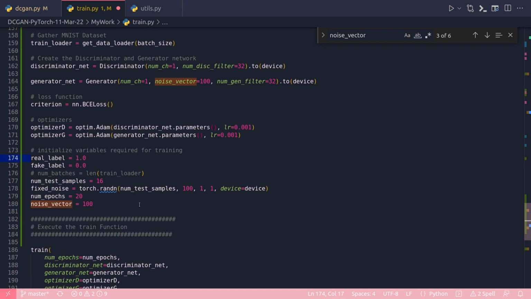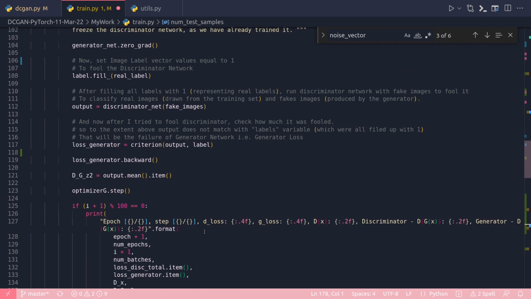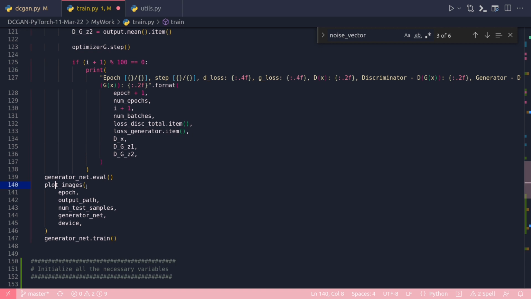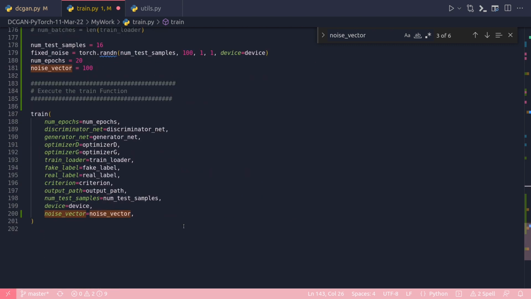So yeah, this is a minor point, of course, that you have to initialize your real labels and fake labels to be float values. And the number of test samples is 16. This is just for the plotting purpose. This will be fed into the function when I am plotting. The plot images function will take this number of test samples, because that many samples it will actually plot to show me my result.